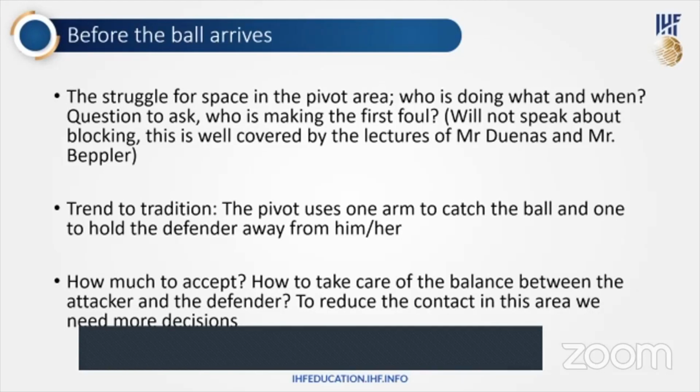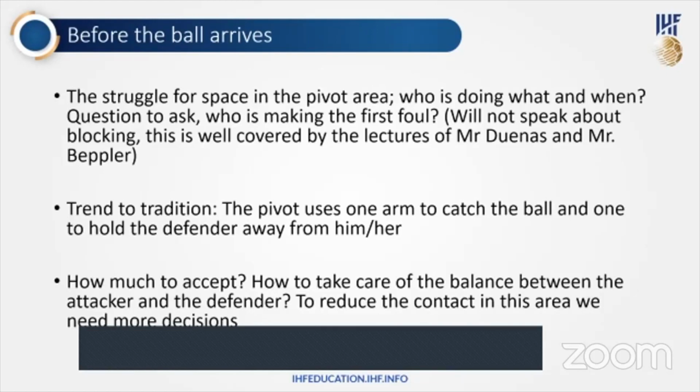So we have seen a trend that the pivot uses one arm to catch the ball and one arm to hold the defender away from him or her. And then the question is how much to accept, because if you have big pivot players inside a very limited amount of square meters, it will be physical contact. But it's also a wish that we try to reduce it.